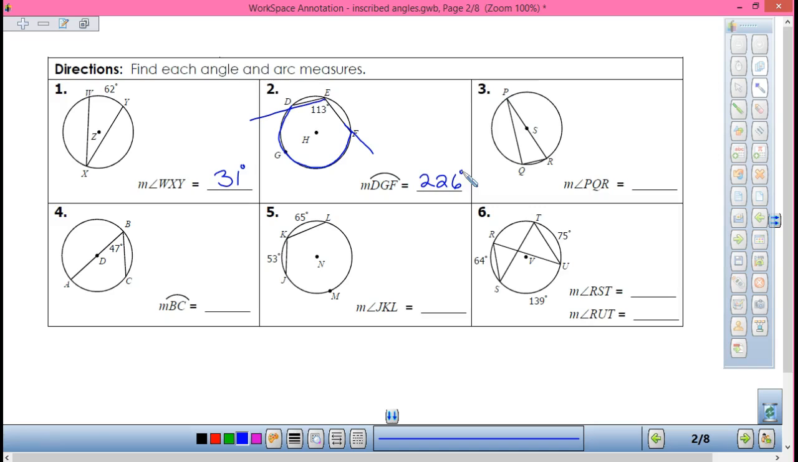Okay, measure of angle PQR. So P to Q to R, sometimes it's nice to make these a little bit longer. It intercepts a what? A semicircle, yeah. So if this is 180 degrees, my angle is going to be 90.